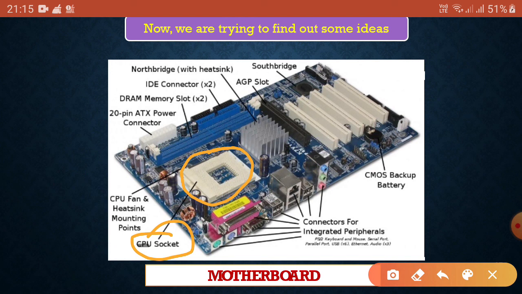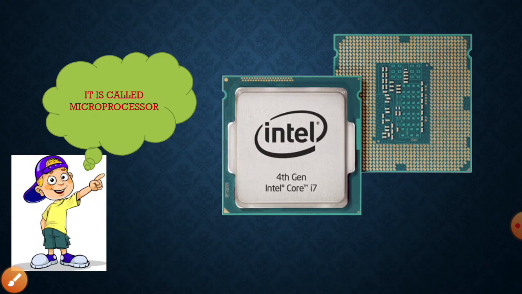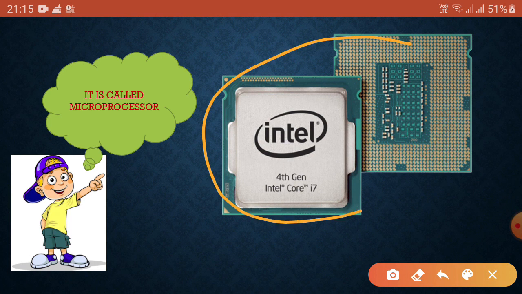Another important part is these slots, which are used for RAM. Go to the next slide. Actually, this part is known as the microprocessor. This part of the computer is responsible for doing any process. This is the Intel 4th generation microprocessor chip. The microprocessor does all the processes.